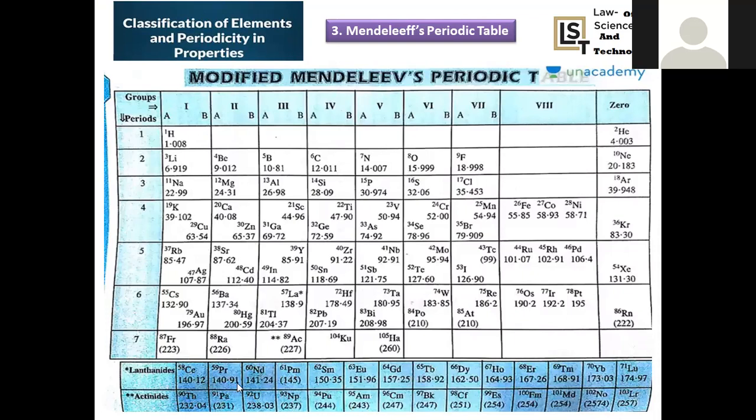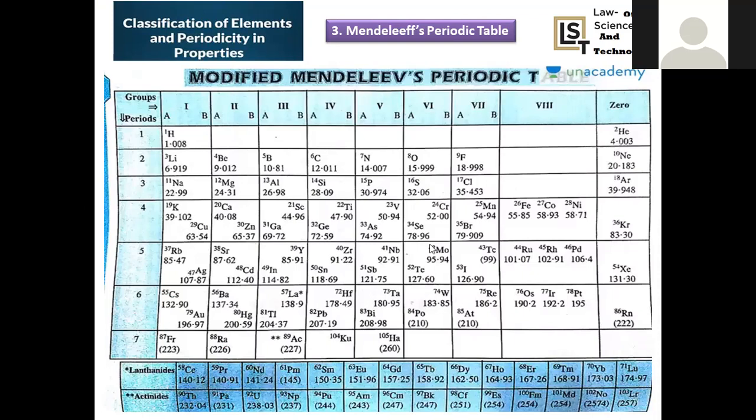The reason is that most of the lanthanide and actinide elements are radioactive in nature. They have the tendency to emit energy, and all these species are very large in nature, the nuclear size is very large, and they are highly unstable. That's the reason they emit particles like alpha, beta, and gamma radiation. That's why lanthanide and actinide elements are kept in a separate, distinguishable position. Right, so this is a modified version of Mendeleeff's periodic table.